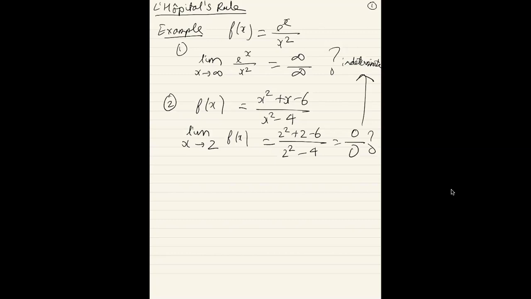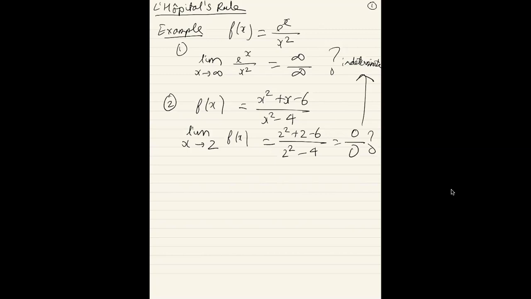And this you could do if the limit as x tends to c of f of x is equal to the limit as x tends to c of g of x is equal to 0 or infinity. All these bizarre cases like we saw above, this rule would work. So let's apply it to example 1.